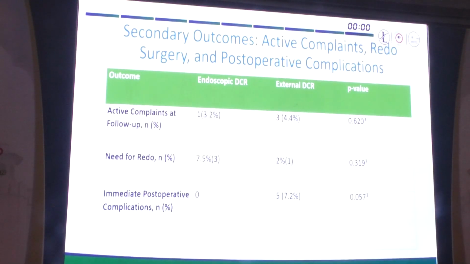Secondary outcomes: active complaint, redo surgery and post-operative complications occur in 1 patient with endoscopic DCR and 3 patients in external DCR. There is a need for redo procedures in 7.5%, 3 patients in the endoscopic group and 1 patient in the external group.